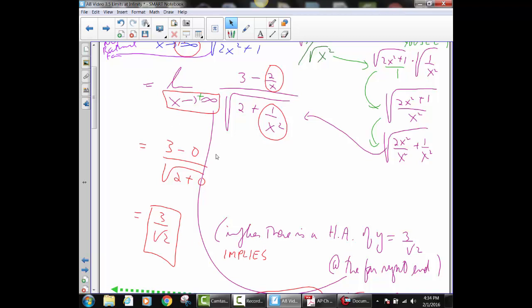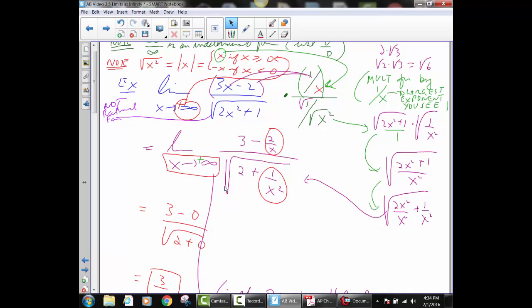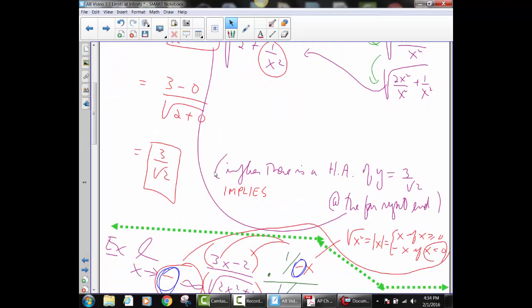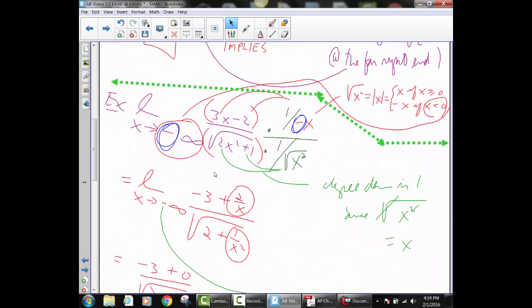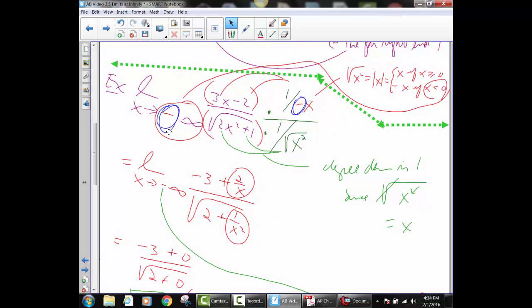Now I know at this point you're thinking, hey, the degree of the top is 1. In effect, the degree of the bottom is 1. Can I just do leading coefficient over leading coefficient and get 3 over root 2? Well, wouldn't you think so? But that's going to fall apart if it's the limit as x approaches negative infinity.